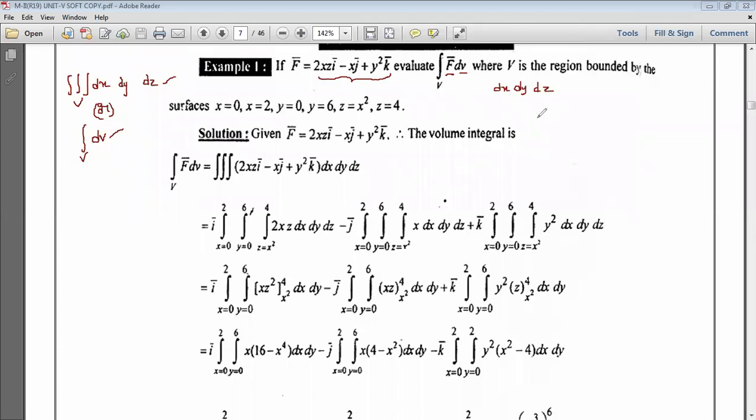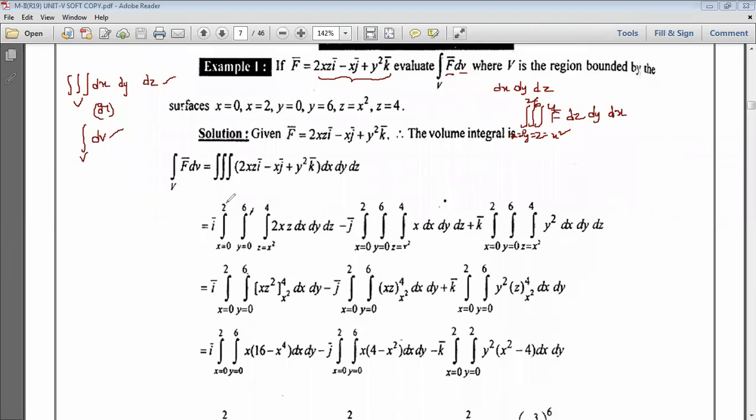So we are going to calculate the integral of F bar. We say triple integral F bar dz dy dx, where z is from x square to 4, y is from 0 to 6, and x is from 0 to 2. X varies from 0 to 2, y varies from 0 to 6 and z is from x square to 4. Simply we are going to calculate the integration for this.